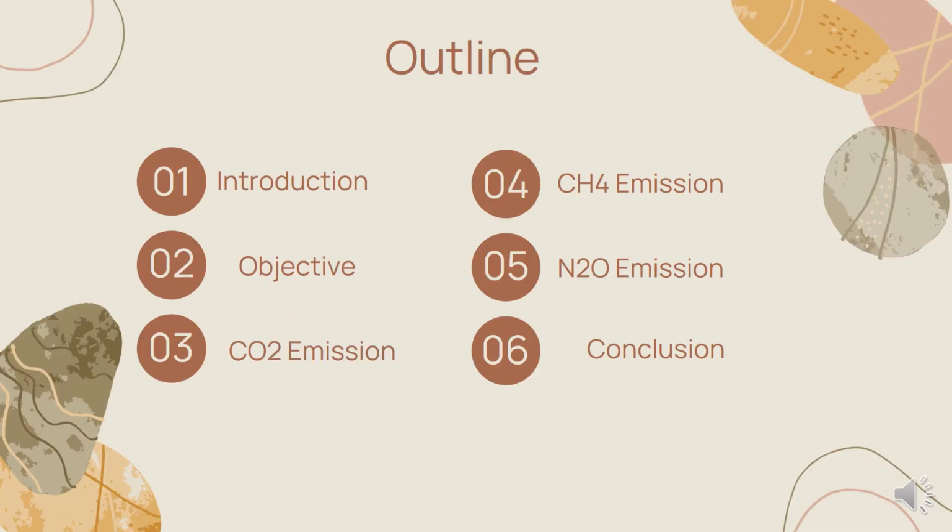First of all, let's take a look at the main subject of this presentation. At the beginning, I will give a short introduction about biochars and greenhouse gases emission. Then I will highlight the main objective of this article review. After that, we can focus on the influence of biochars on carbon dioxide emissions. Then we will talk about methane emissions. After that, nitrous oxide emissions, and at the end we can summarize and conclude all that.